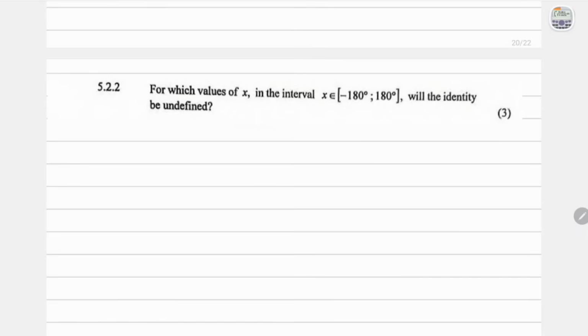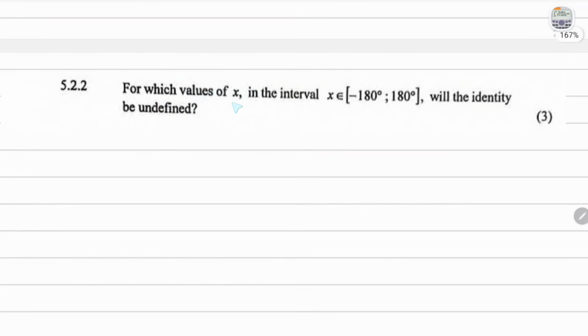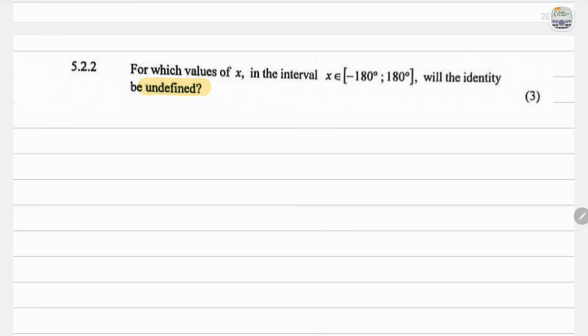So we're on 5.2.2 and it says, for which values of x in the interval where x is an element of negative 180 all the way to 180 degrees will the identity be undefined? Well, to make an identity or an expression undefined, the denominator must be equal to 0. Regardless of whatever the numerator is, as long as the denominator is equal to 0, the expression will be undefined.